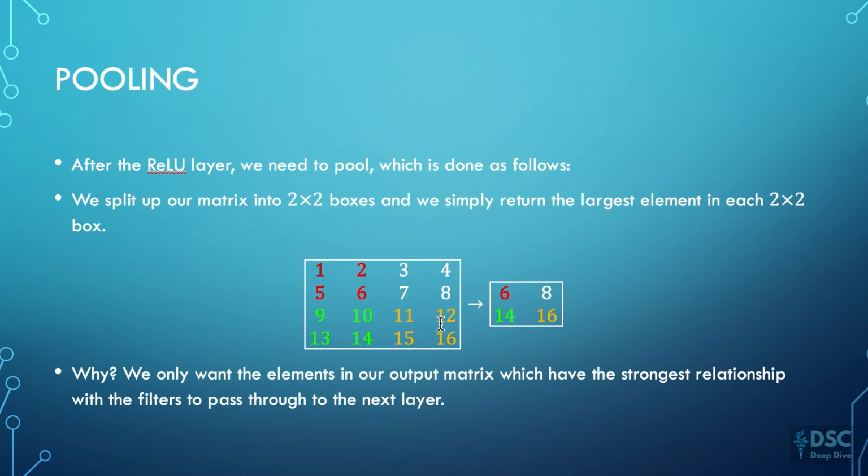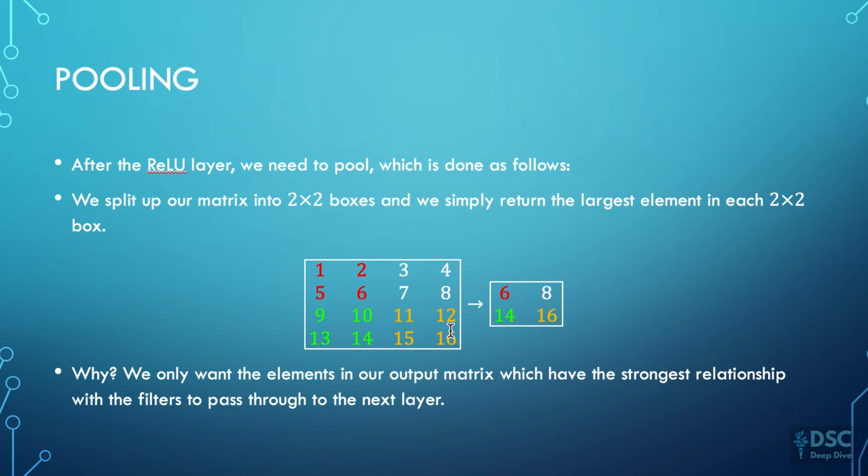The pooling operation is simple. We simply return the largest element in each 2 by 2 box. For example, the 6 is the maximum from the upper left-hand corner, the 8 is the maximum from the upper right-hand corner, the 14 is the maximum from the lower left-hand corner, and the 16 is the maximum from the lower right-hand corner. Why do we do this to our k output matrices?